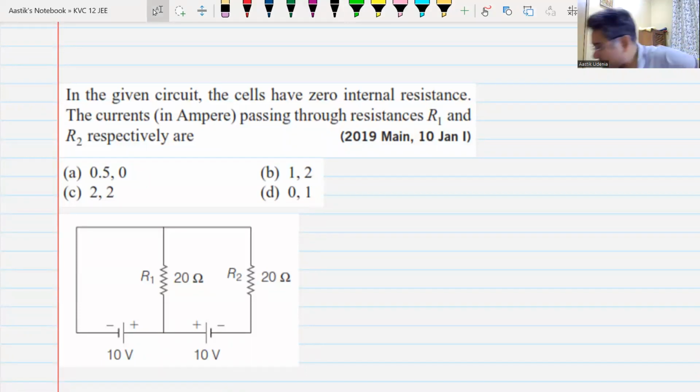Again, JEE Main 2019. One question comes from one topic in one session. Same question, no. A similar question will come from the same topic in the next session. I'll keep on saying this.